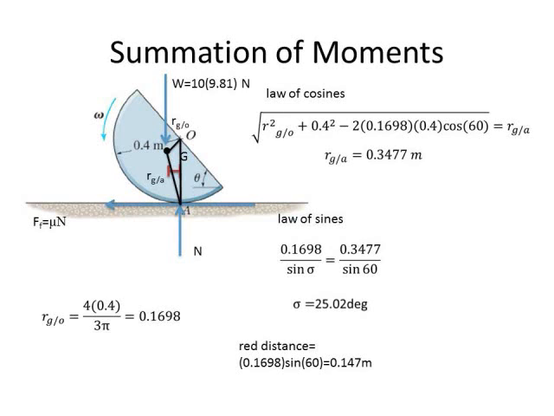As you can see by the black triangle, we kind of have a little bit of confusion going on around here. So the best way to solve this was to use the law of cosines to get the length of the radius from the center to A. So we see that's 0.3477 meters. Now we use the law of sines to get the angle between r_GA and r_GL, which in this case is 25.2 degrees. Now we'll be using that later.